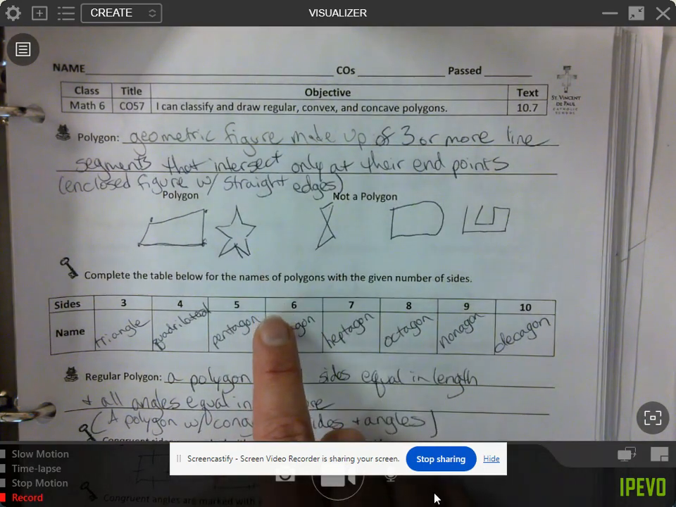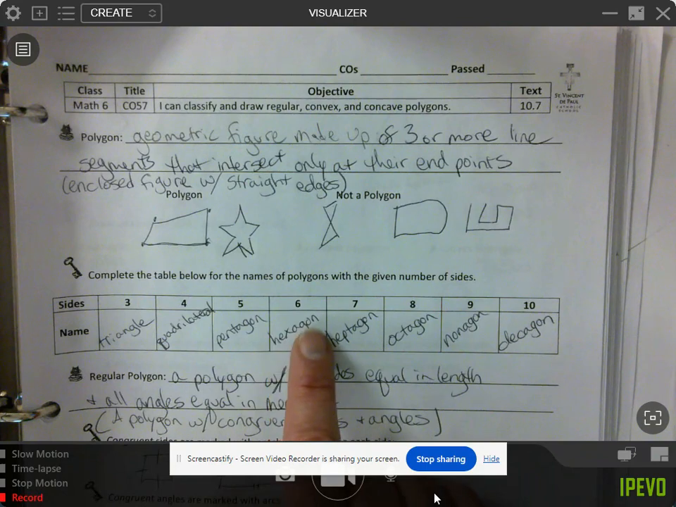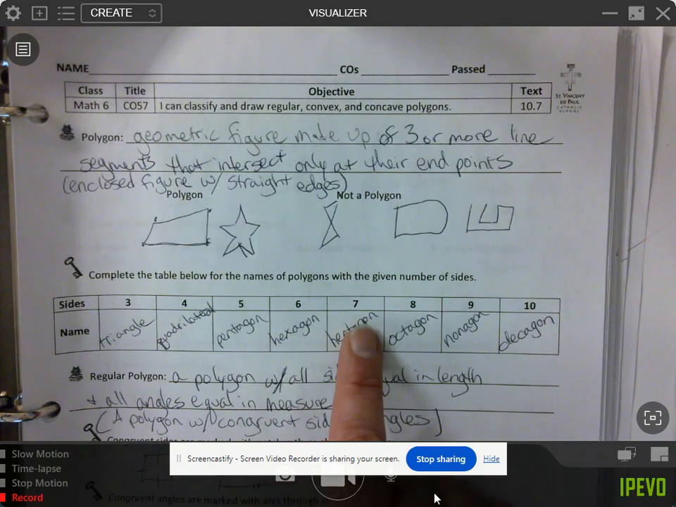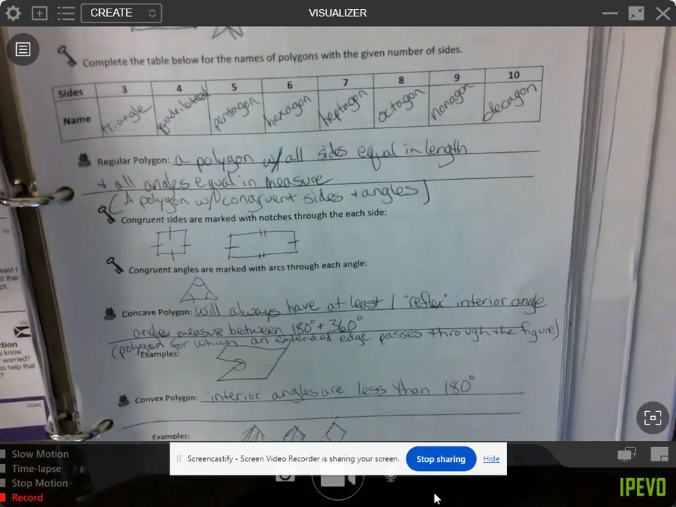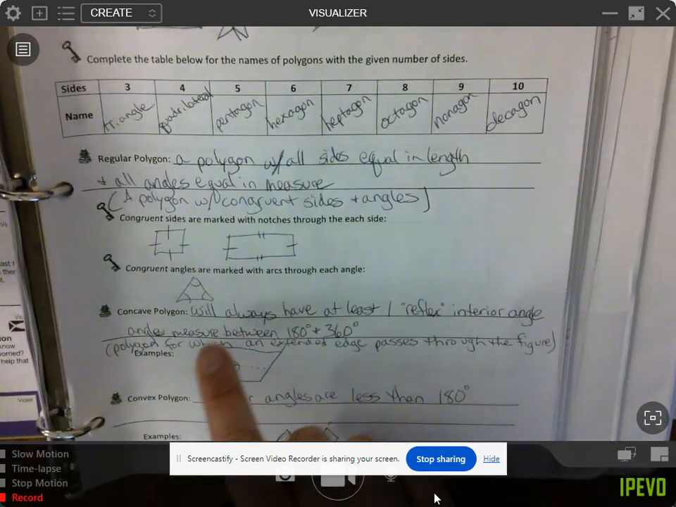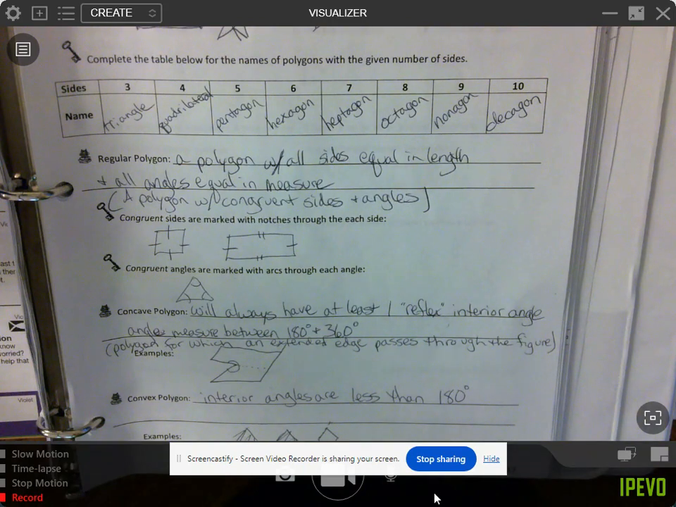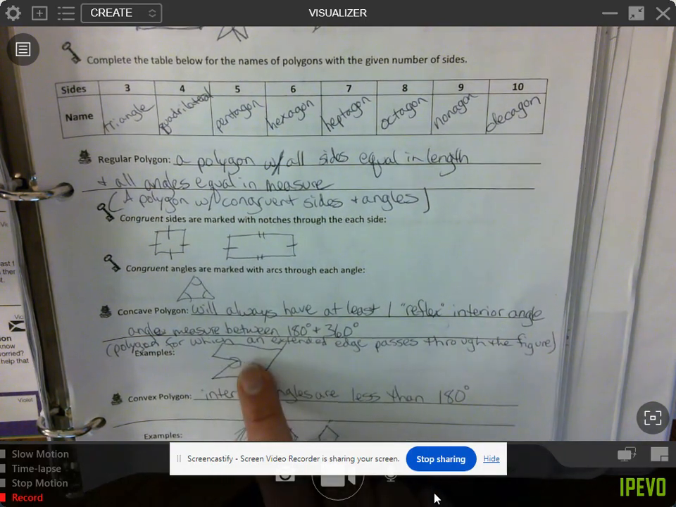CO57. Remember we learned how to name things by the number of sides they have, and we also talked about whether they are regular, convex, or concave. So how those sides look. You need to know both the names for the number of sides and if it's regular, convex, or concave. Regular means all equal sides. Convex means all the insides have small angles. Concave means at least one of the sides has caved in.